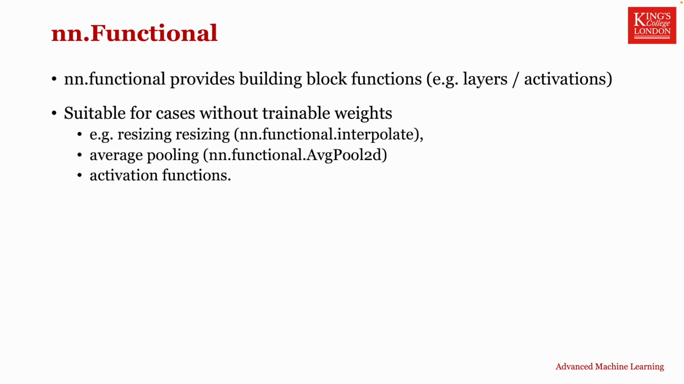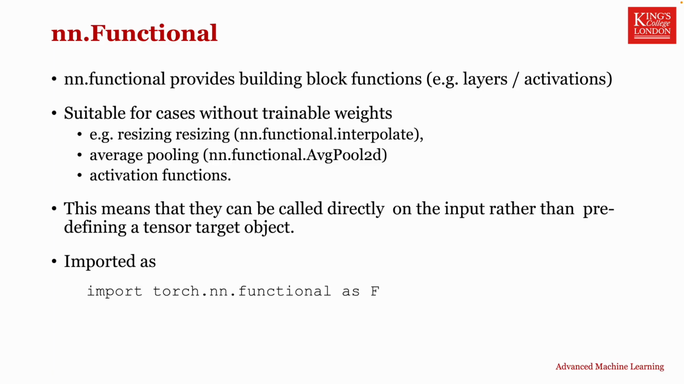The next thing we need to discuss is nn.functional. This module provides building block functions such as activations or interpolations and should be considered whenever you have an operation without any trainable weights. For example, the ReLU function or other activations or interpolation or average pooling. They are not, however, suitable for linear or convolutional layers which learn trainable parameters and behave differently at train and test times. For these types of operation, you must use the nn.module versions. To use nn.functional, you need to import it, for example, using import torch.nn.functional as F.